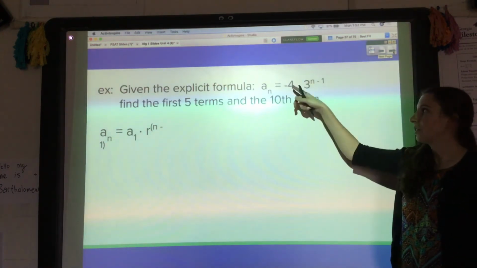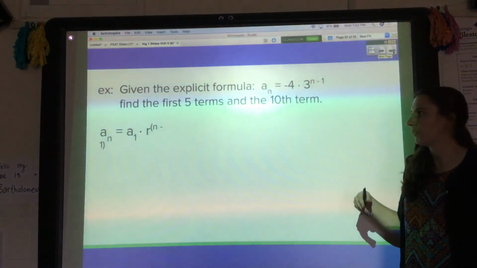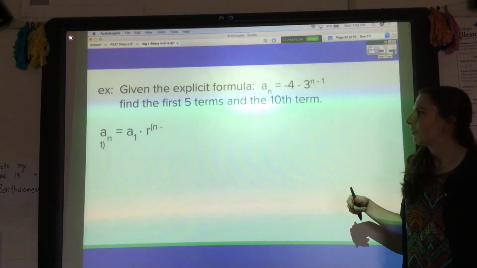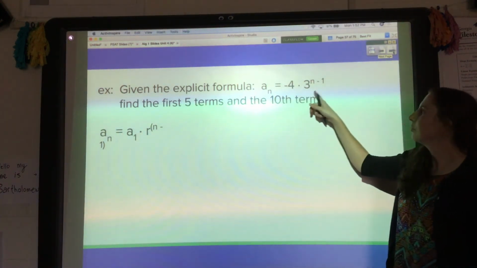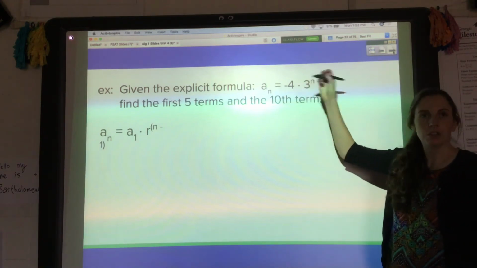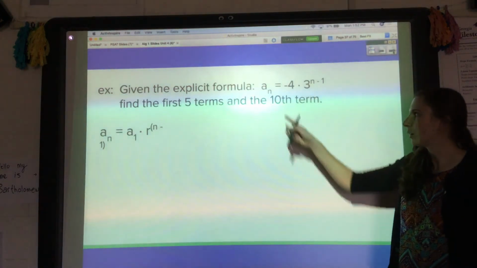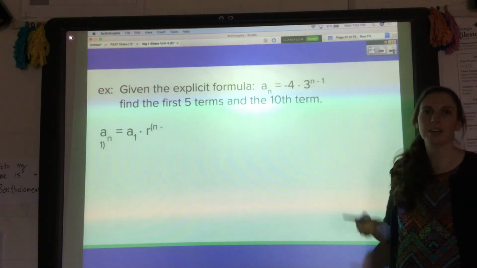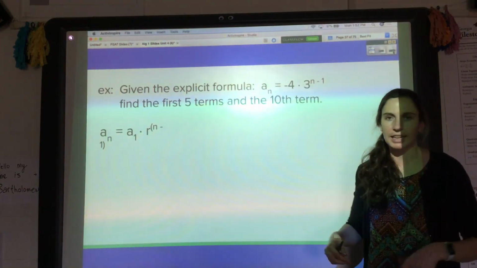So these are nicer because you can just plug in whatever you need. For example, if I want to find the first 5 terms with this sequence here, I just plug in 1, 2, 3, 4, and 5 for n. Or if I want to know the 10th term, I plug in 10 for n.